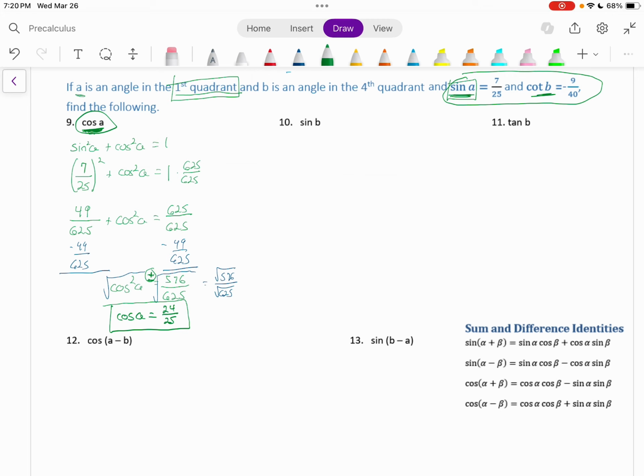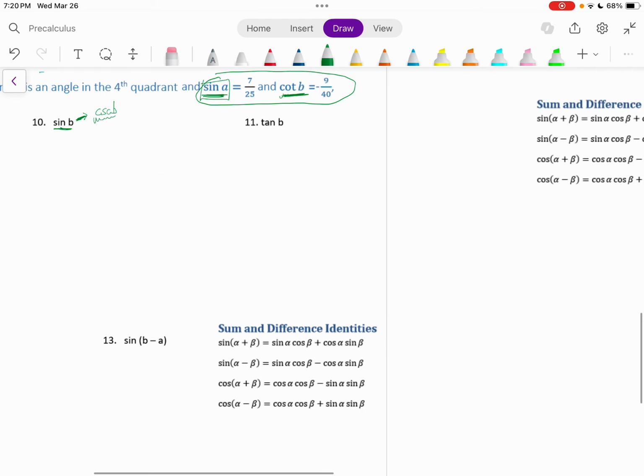All right, let's find sine of B. Well, for number 10, we're dealing with B. So is there any relationship between sine and cotangent of B? And honestly, there is not a direct one. So now we have to think through this a little bit. So sometimes what we do is we go ahead and think of a reciprocal. So what's the reciprocal of sine of B? Well, the reciprocal is cosecant. So is there a relationship between cosecant of B and cotangent of B? And there is. There's a Pythagorean identity.